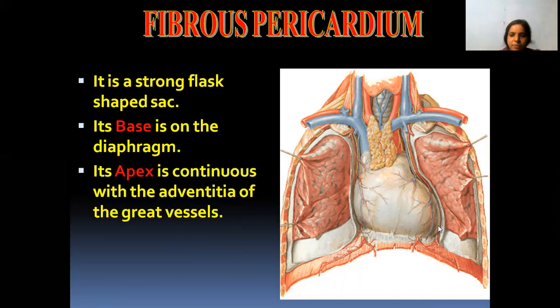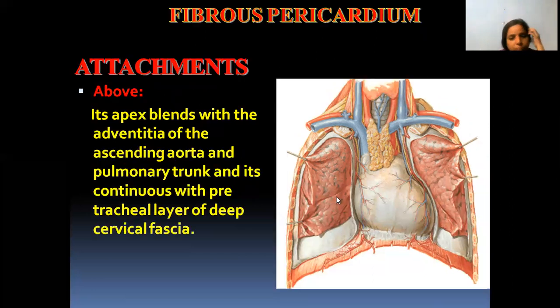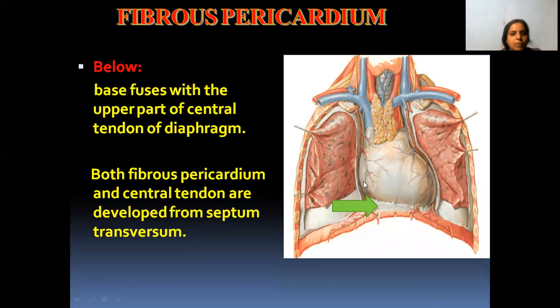Okay. And suppose you consider this as a triangle, this is the base and this is the apex. So the apex is in continuation with these big blood vessels. They are called the great vessels. You can see superior vena cava, pulmonary trunk, aorta, all of these also receive coverings of pericardium. Then this fibrous pericardium, at the apex area, is blending with the ascending aorta and pulmonary trunk. And it becomes continuous with the deep fascia of the neck, that is the pretracheal layer of deep cervical fascia.